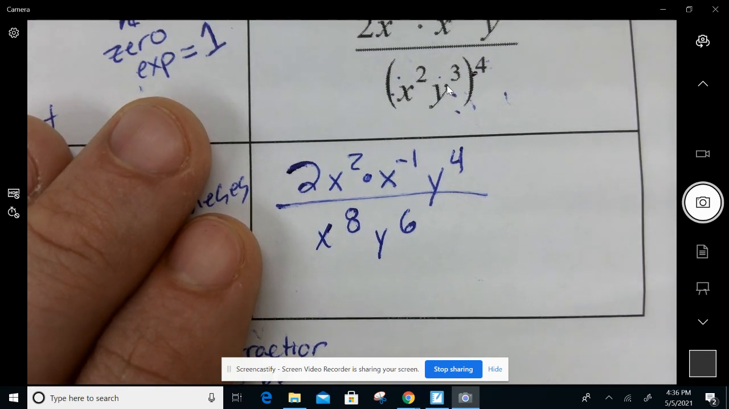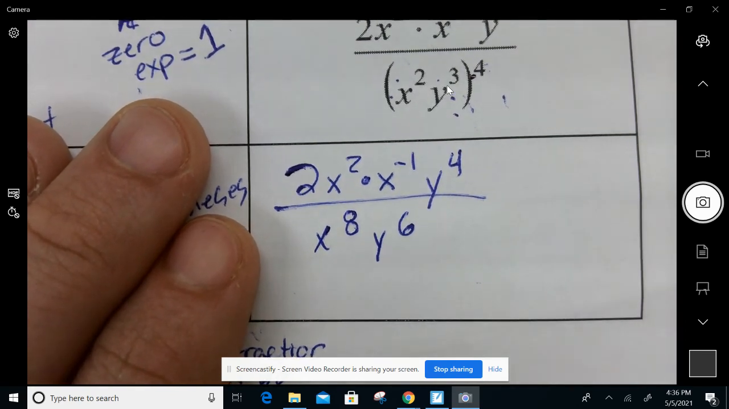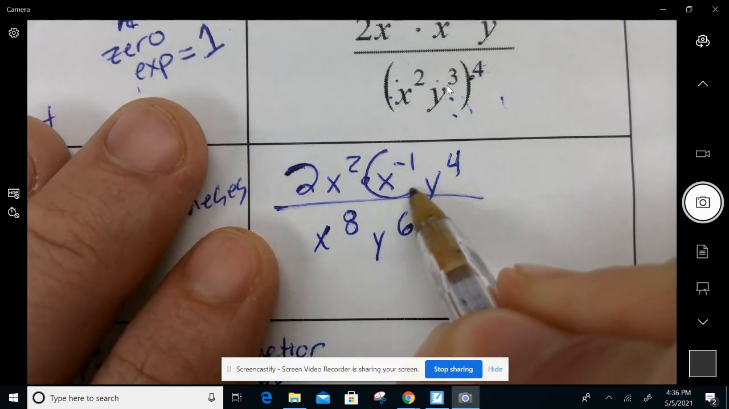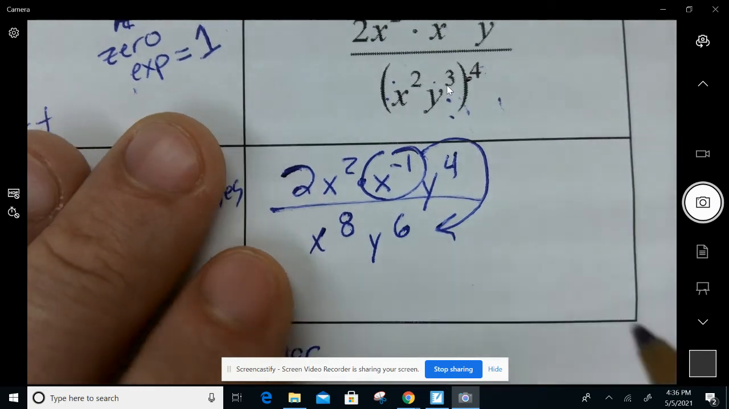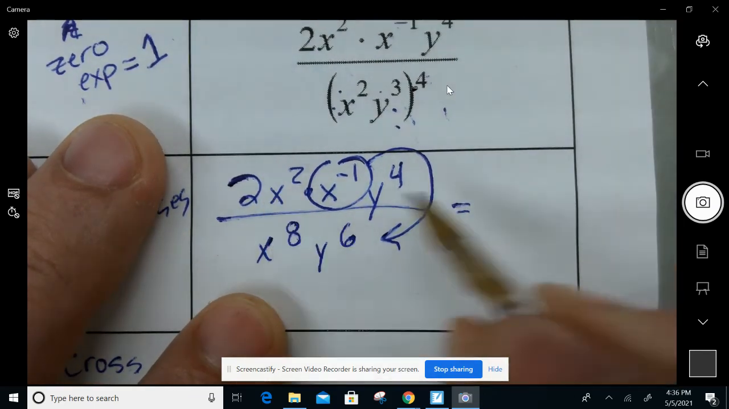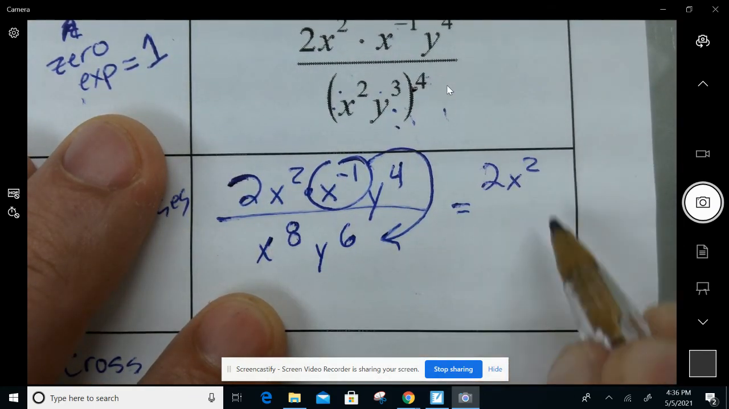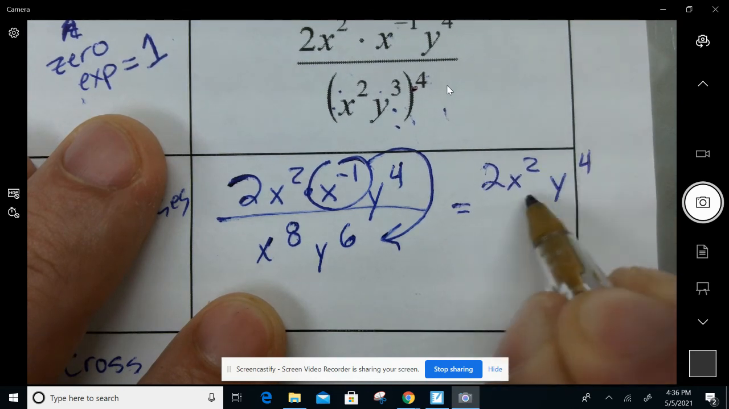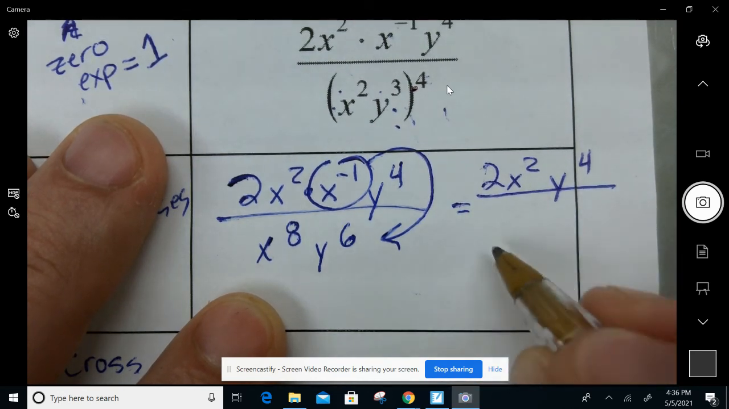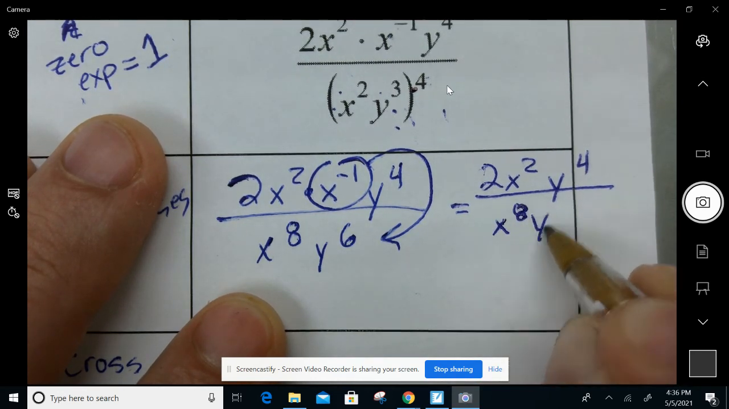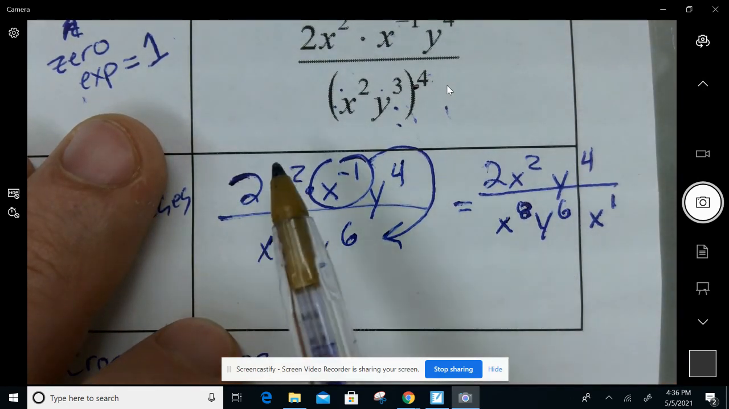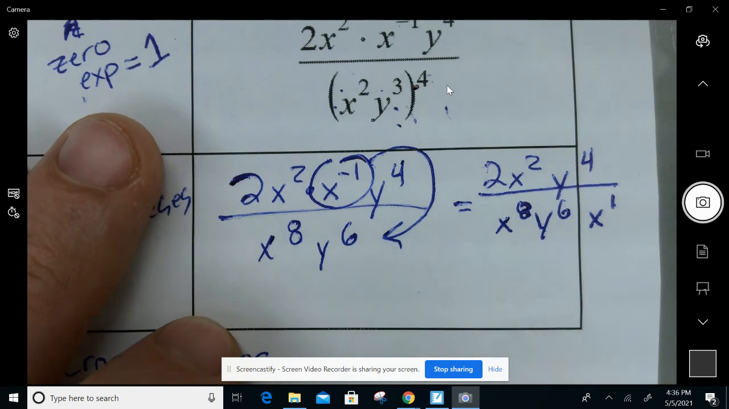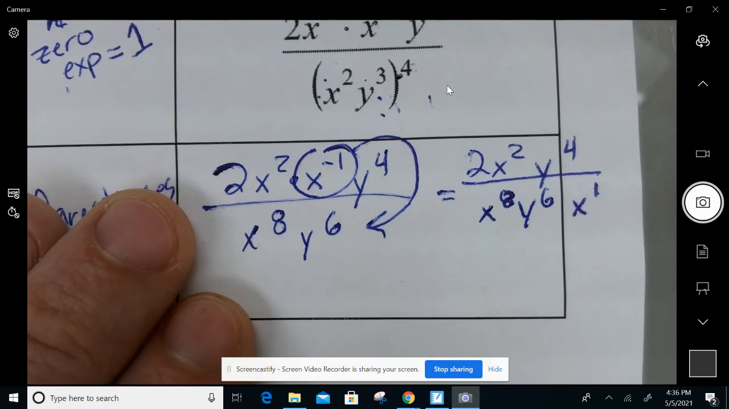Let's see here. A couple of things. Let's go move the negative exponent. We'll move it to the bottom. All right? So that's going to be 2x squared still on top, y to the 4th, all over, x to the 8th, y to the 6th, x to the positive 1. We moved it to the bottom. Everything else stayed the same, okay?